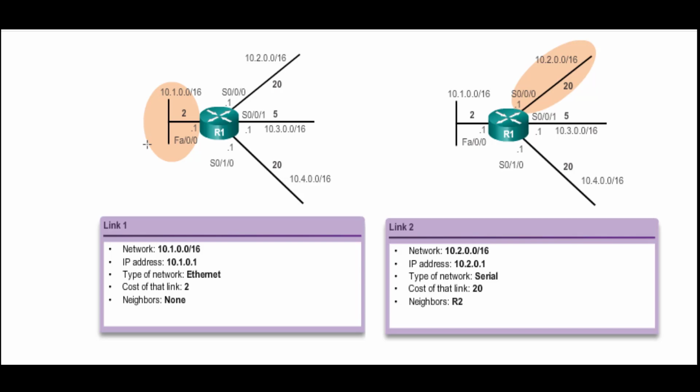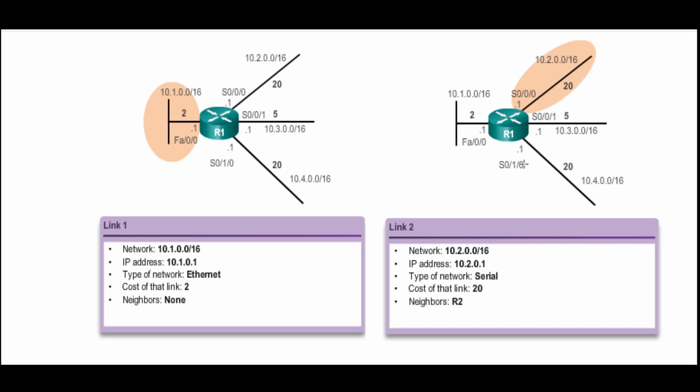About link number 1, what information is the router going to learn? What is the network connected here? What is the IP address used here? What type of network is it? What is the cost of the link? And who is the neighbor? All this information it is going to learn about this particular link.